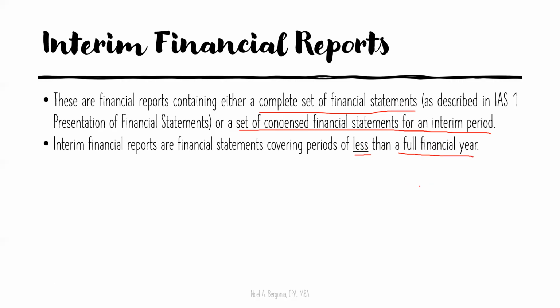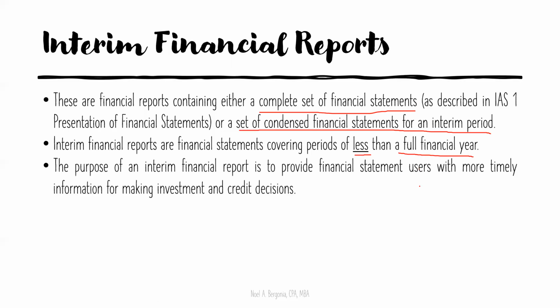Of course, it could be monthly, which is the usual minimum. Then we have quarterly, which covers 3 months. And then we also have semi-annual. Those are the period coverage of our interim financial reports. The purpose of this is again to provide financial information to the users in a timely manner that they could use in their decision making.